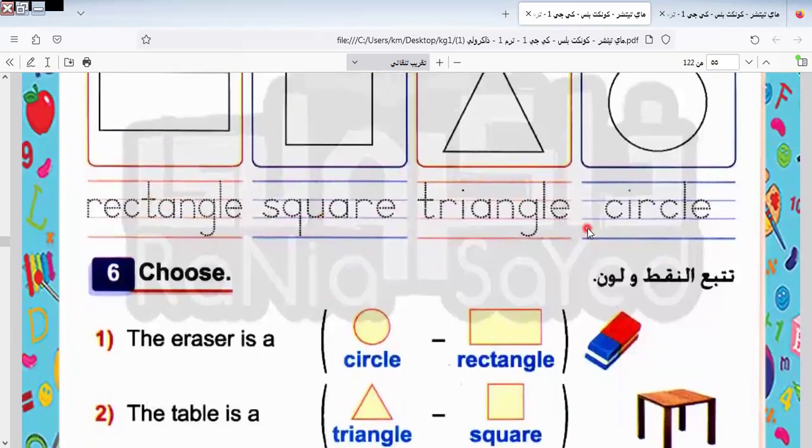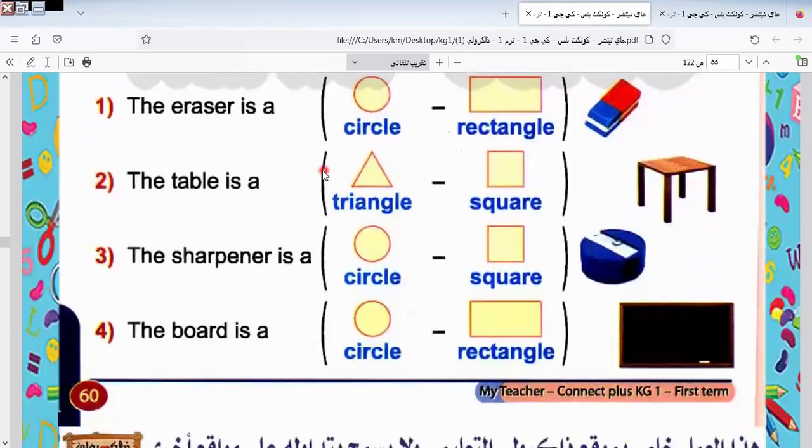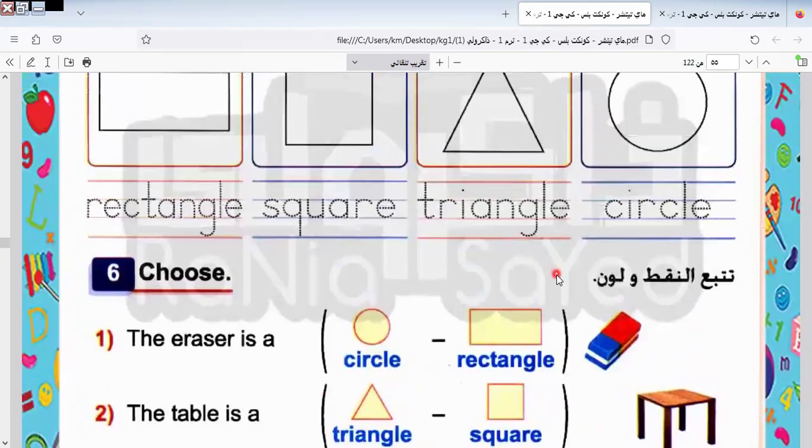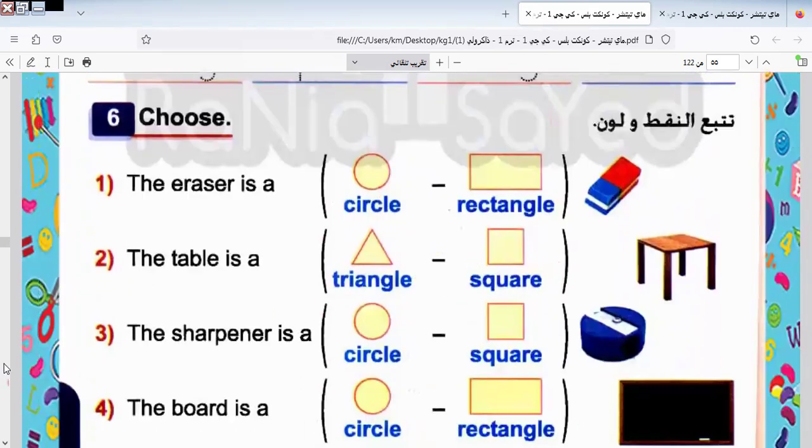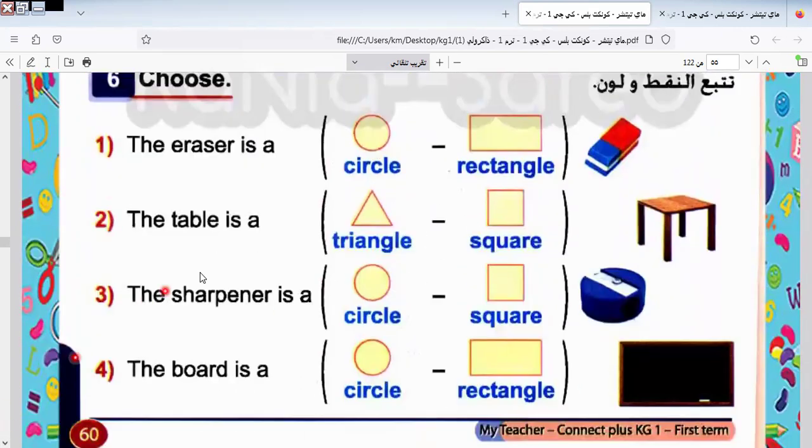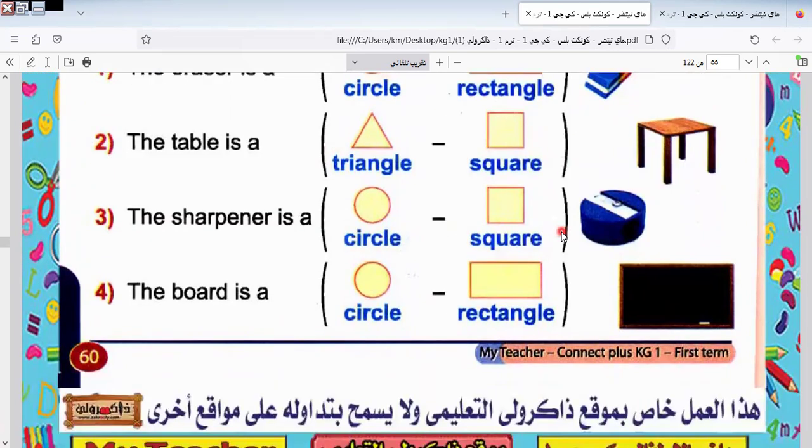Here are rectangle, square, triangle, and circle. Here are the shapes of things that we use. You can say if it's square or circle or anything. What is this? It's an eraser. The shape of the eraser will be what? It will be rectangle. So I select this one. Table. The table here, you can see the table as a triangle or square? No, square. I can choose sharpener. It is a circle.